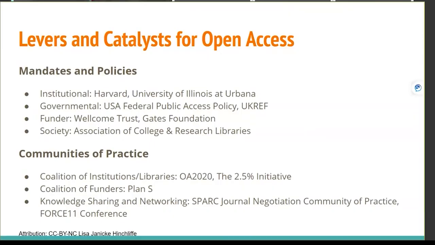There are some communities of practice, some coalitions of institutions and libraries that are pushing for making things more open more quickly. The 2.5% initiative was an initiative where academic institutions, their libraries, put 2.5% of their annual budget towards making things open. I don't believe we are participating in that right now. There's a coalition of funders. This is mostly European-based right now, with the idea that it'll trickle down to US funders. This Plan S, which is moving publishers towards being more fully open access. And then there are some conferences and some communities of practice. The SPARC Journal Negotiation Community of Practice aims to help university libraries negotiate with journal publishers towards more open policies. Some successful libraries have been UC, the California system, as well as I think it's UF or USF in Florida.